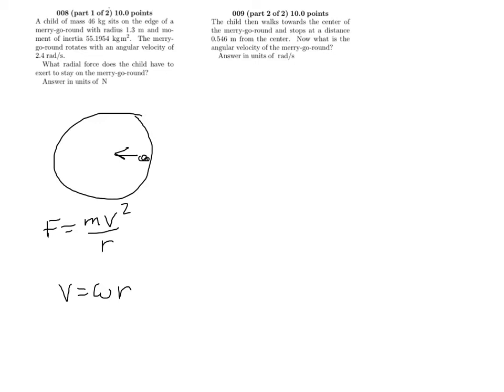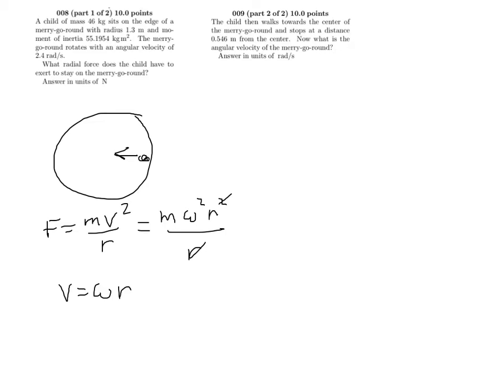And if I'm smart, I can plug that into my equation already. So instead of m v squared over r, I'm going to get m times omega squared times r squared over r. And that's going to cancel out one of these r's. So now I don't have to worry about the velocity itself. So that'll give me my mass times my omega squared times r, which will give me the centripetal force necessary to move around in the circle.